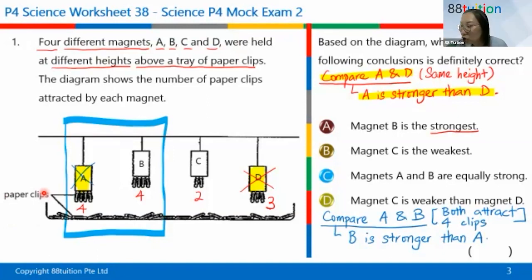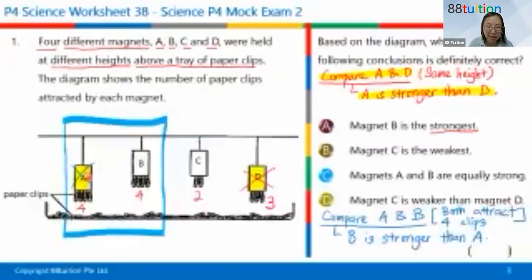Okay, Darius, very good comparing word used by you. You were comparing two, so you use the word further. So magnet B is further away from the paper clips than A. All right, I repeat, magnet B is further away from the paper clips compared to magnet A. Therefore, I'll cancel A. B wins over A. All right, so magnet B is actually the strongest.